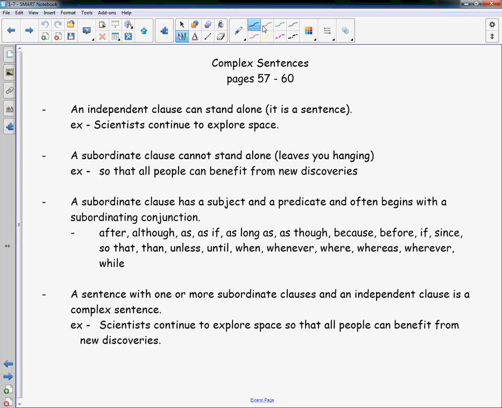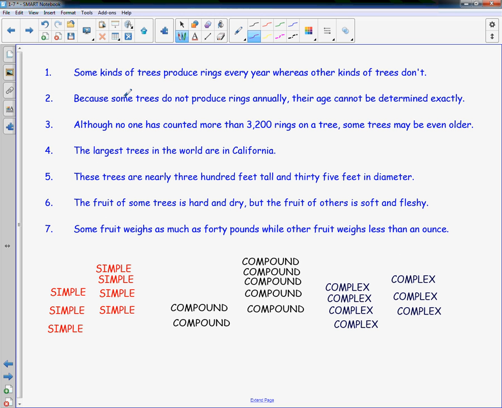So if we look at this, the independent clause is scientists continue to explore space. The subordinate clause is so that all people can benefit from new discoveries. If I took off the subordinating conjunction, all people can benefit from discoveries is a sentence. That subordinating conjunction makes it a subordinate clause. So let's try some more. All right, ignore this down here. We're just going to look at them together.